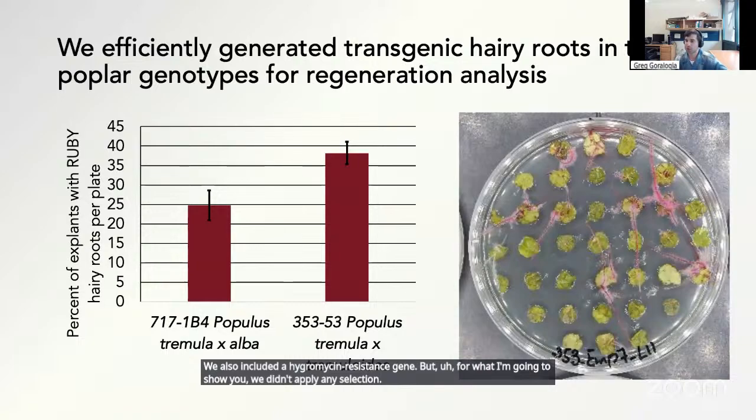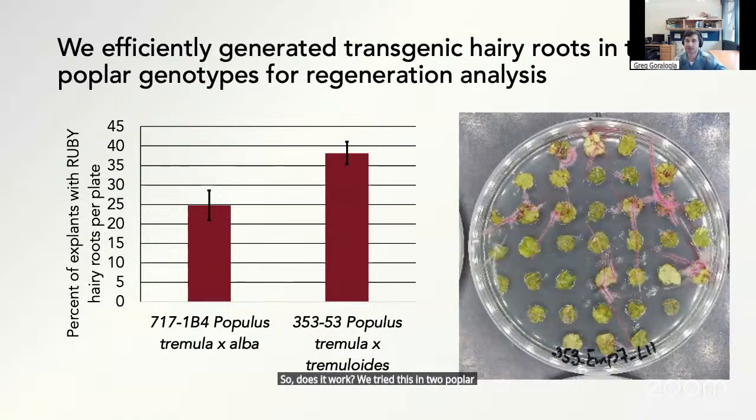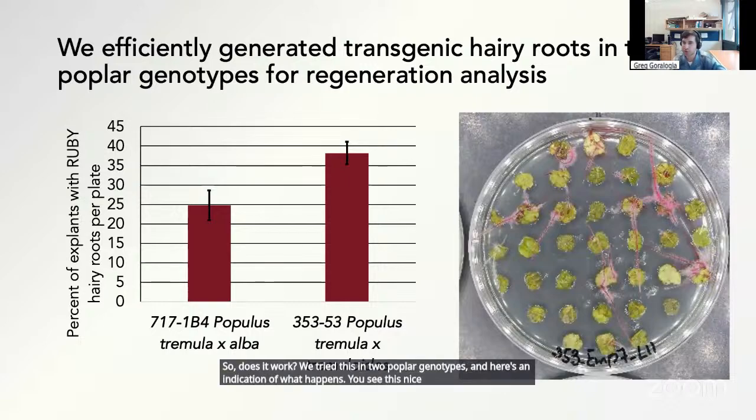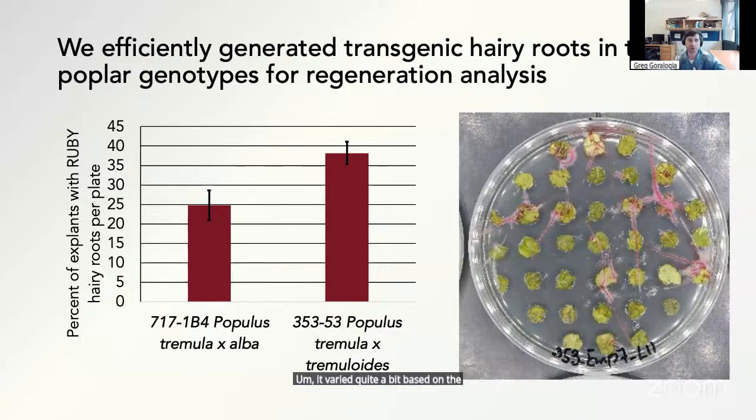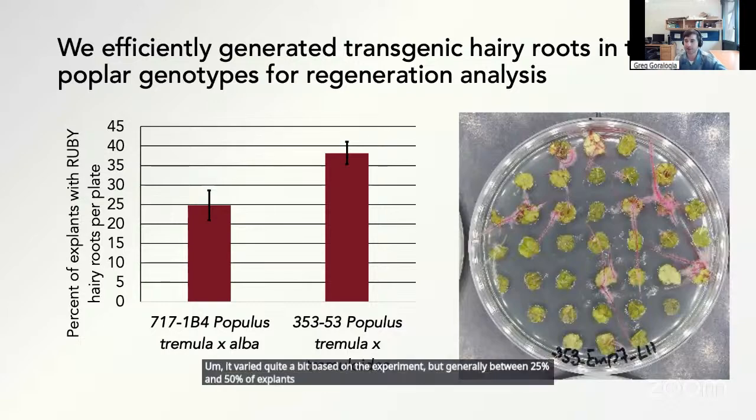So does it work? We tried this in 2 poplar genotypes, and here's an indication of what happens. You see this nice proliferation of ruby roots, in this case from leaf explants. It varied quite a bit based on the experiment, but generally between 25 and 50% of explants regenerated these hairy roots.